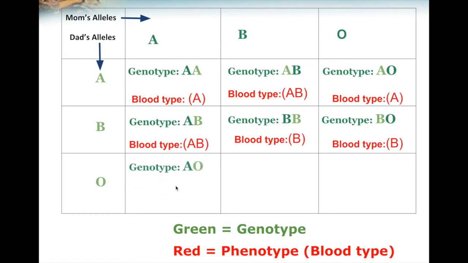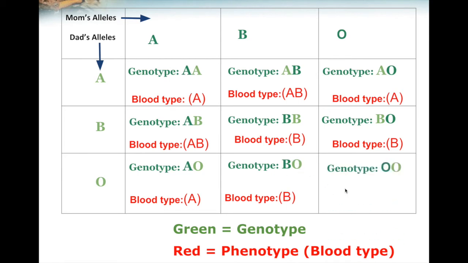Okay, the last group. One parent gives an A allele, one parent gives an O allele. That is blood type A, because remember, O is recessive to A. Same thing here, one parent gives a B allele, one parent gives an O allele. That's blood type B. B overpowers O. Now the last one, each parent gives an O allele, so that blood type is blood type O. So you can see there's only 4 different blood types. There's blood type A, blood type B, blood type O, and blood type AB.